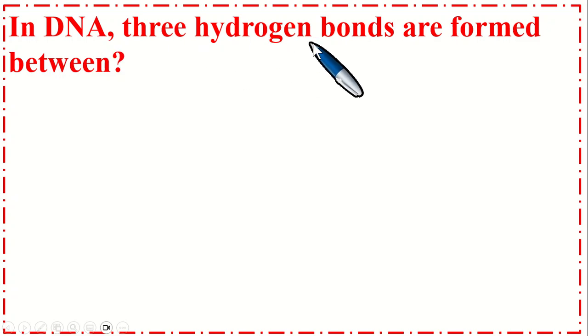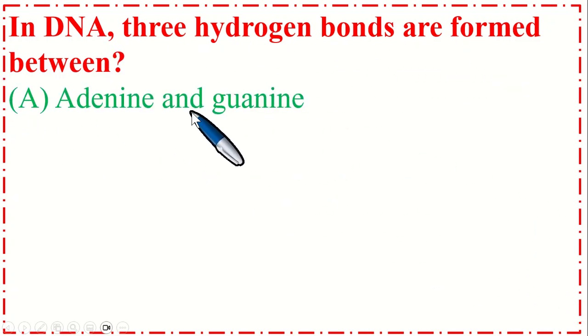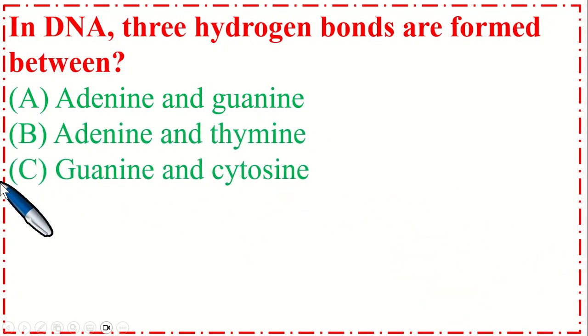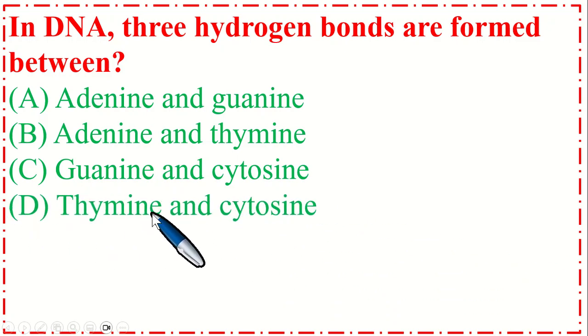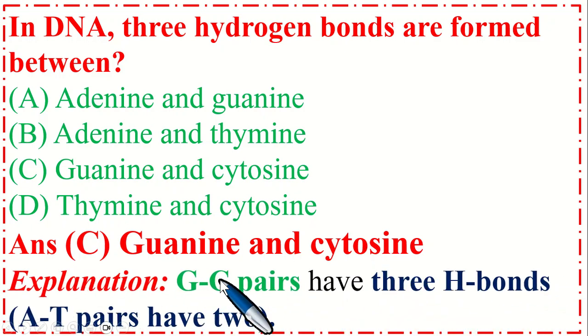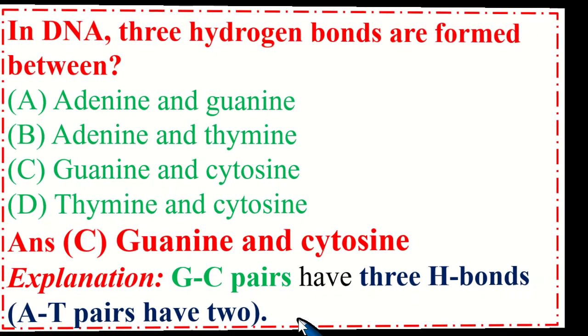In DNA, 3 hydrogen bonds are formed between: option A, adenine and guanine; B, adenine and thymine; C, guanine and cytosine; and option D, thymine and cytosine. So the correct option is C, guanine and cytosine. Guanine and cytosine pairs have 3 hydrogen bonds, while adenine and thymine pairs have 2 hydrogen bonds.